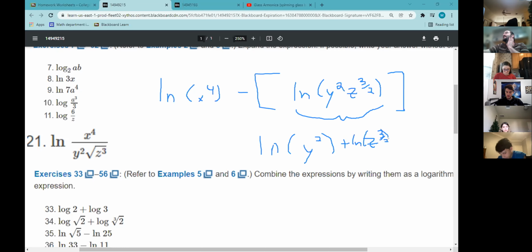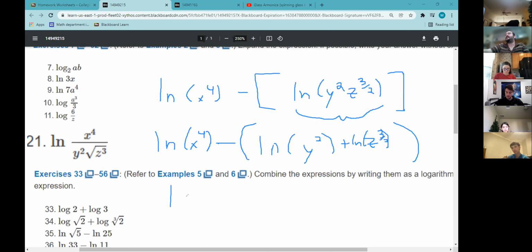But this entire term, ooh, I forgot my ln here. Ln of z to the 3/2. This entire term, this ln of y squared plus ln of z to the 3/2, this entire thing has to get subtracted, because we're subtracting the denominator, and this thing that we just expanded was from the denominator. Okay. Thank you. I was confused a little bit here. Yeah, that's a tricky step, realizing that you just expanded the thing in the denominator and that entire thing was getting subtracted.